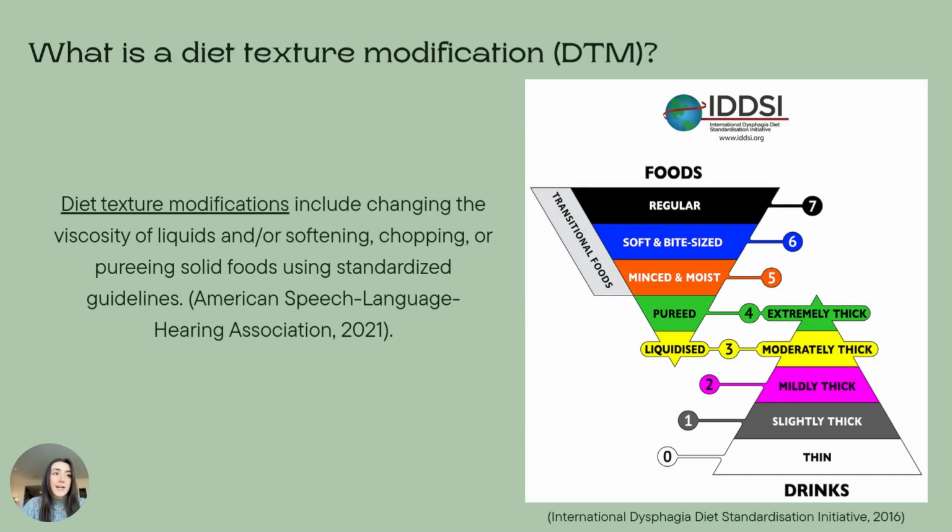So, what is a diet texture modification? This chart is used by the International Dysphagia Diet Standardization Initiative, and it ensures consistent and safe recommendations across all patients once recommended a diet texture modification. Diet texture modification will include changing the viscosity of liquids and/or softening, chopping, or pureeing solid foods using standardized guidelines.